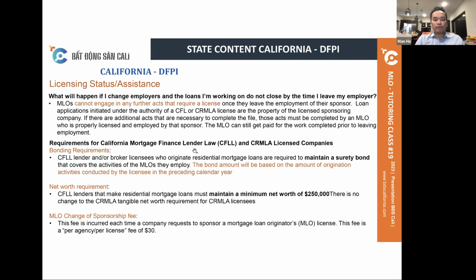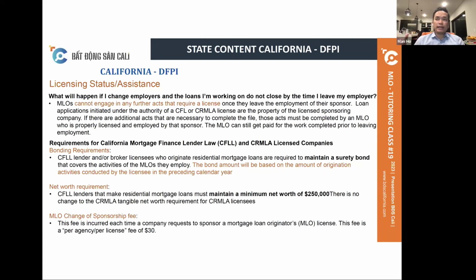Requirements for California Mortgage Finance Lender Law, CFLL, and CRMLA licensed companies, okay, for these licenses, including the bonding requirement. If you want to become a broker, if you want to become a lender, right, these are the requirements for you. You need to have a bond for your business, for your company. CFLL lender and or broker licensees who originate residential mortgage loans are required to maintain a surety bond. Okay, keep this in mind, right? You need a surety bond in order to operate as a lender or a broker.